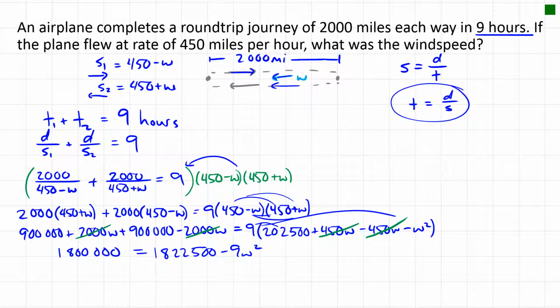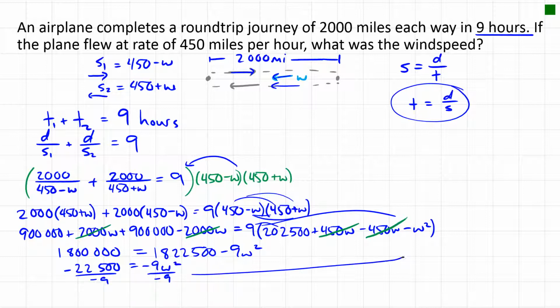And now I'm just solving this quadratic equation, which is actually going to be really nice because I can solve it with the square root principle. So I'm going to subtract this constant over to the left-hand side. So subtract 1,822,500 from each side. So that's negative 22,500 equals negative 9W squared. Divide by negative 9, divide by negative 9.